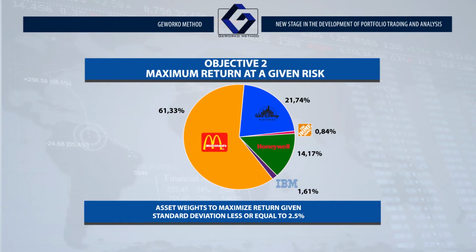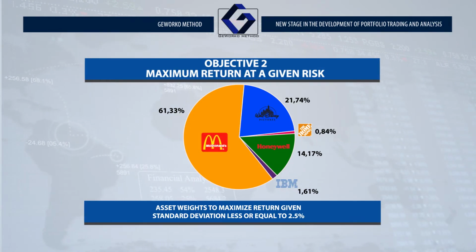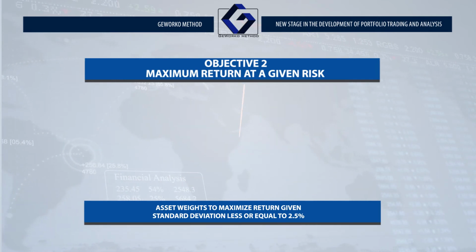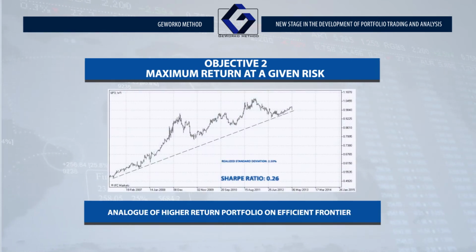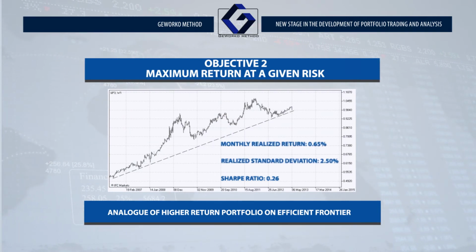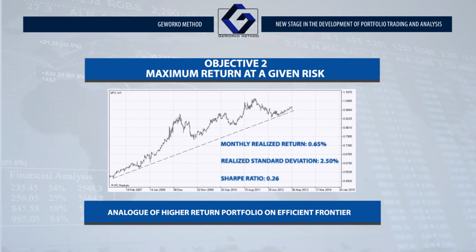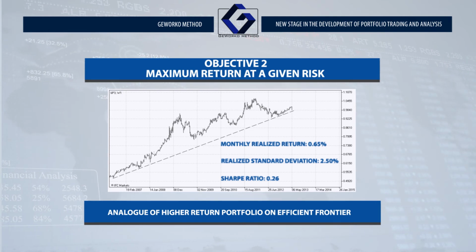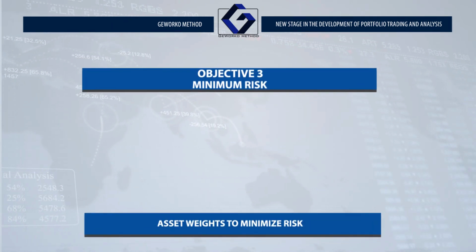Achieving the highest possible return for a given maximum acceptable level of risk can serve as another criterion of optimality. Maximization of the realized return at the level of risk would lead to another set of weight coefficients. The new portfolio showed a higher historical return compared to the previous one, and the chart built with the GeWorko method clearly confirms that. Along with the return, the volatility of the portfolio has increased as well, as evidenced by stronger fluctuations of its relative value.